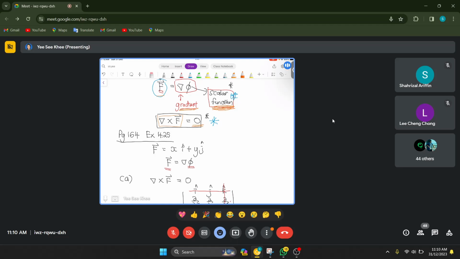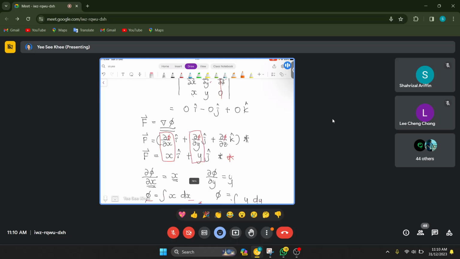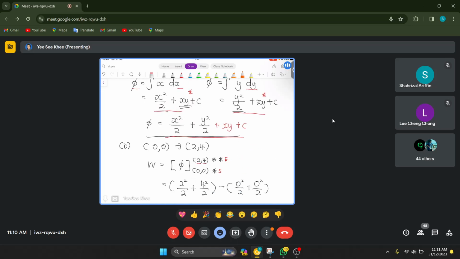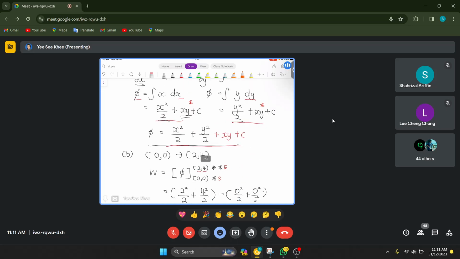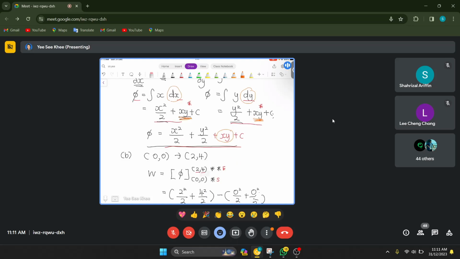This example 4.25 is where you try to prove that F is conservative, and then find the potential function. I explained how to combine the potential function from both the integration with respect to dx and the integration with respect to dy. If you have a similar term appearing in both, you should add it only once. You cannot add them to become 2xy, as this will give you the wrong answer.